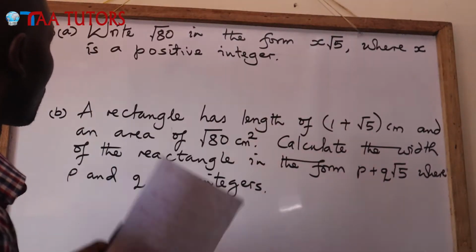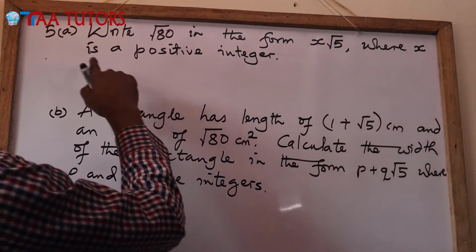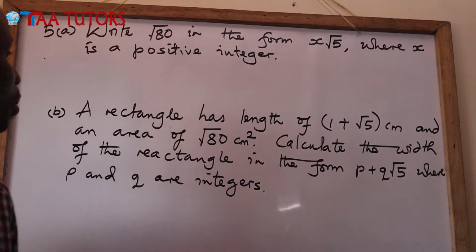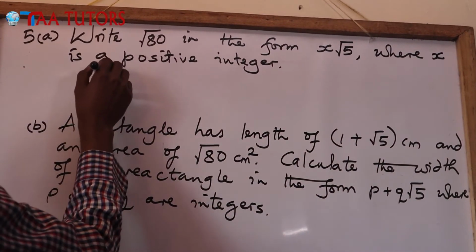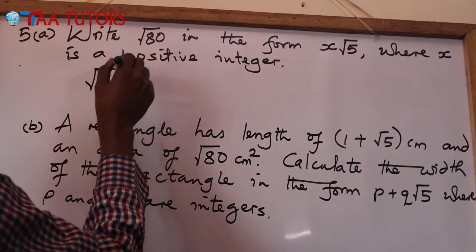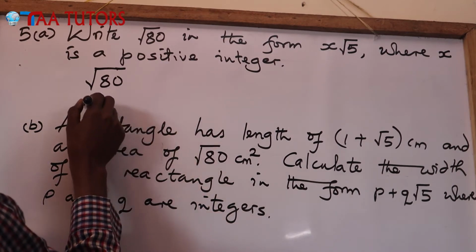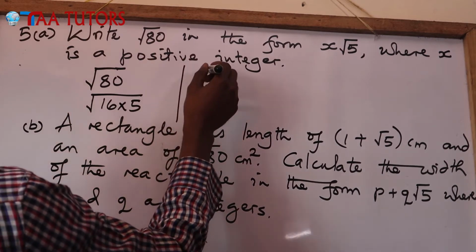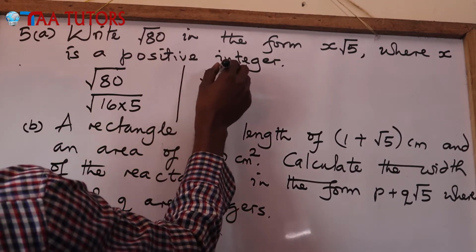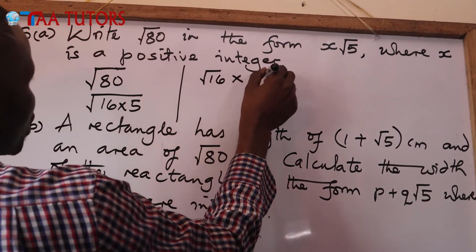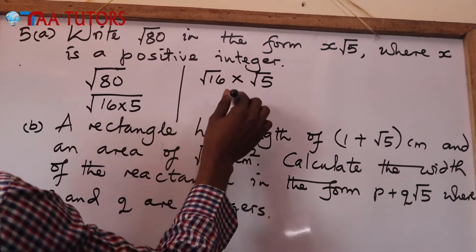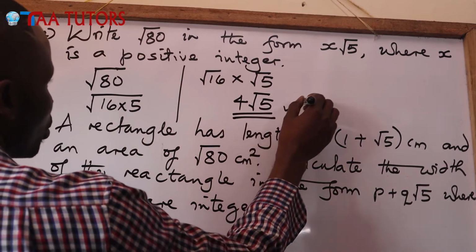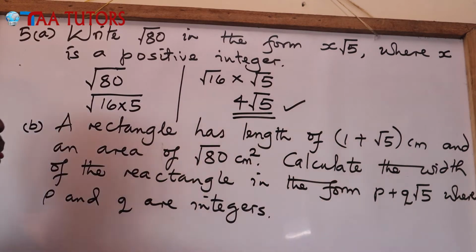So now let's try number 5, which is number 5a: surd 80 in the form x surd 5, where x is a positive integer. We know that this is actually a simplification of surds. So if you have surd 80, we know that surd 80 can be written as the surd of 16 times 5. And that one will be surd 16 times surd 5. And surd 16 is 4. So it's going to be 4 surd 5. Meaning, in our case here, x is 4.